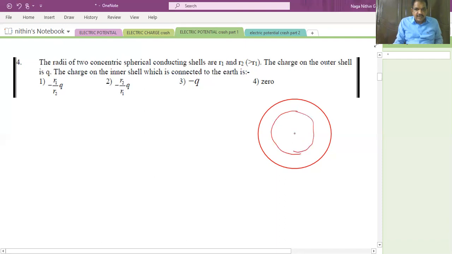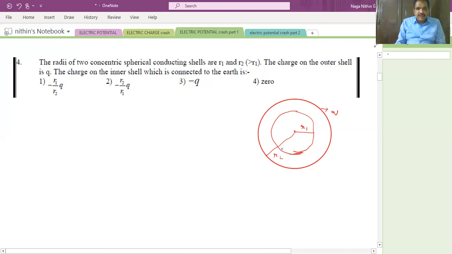Two concentric spheres are there. Inner radius is R1 and outer radius is R2. The charge on the outer shell is Q.